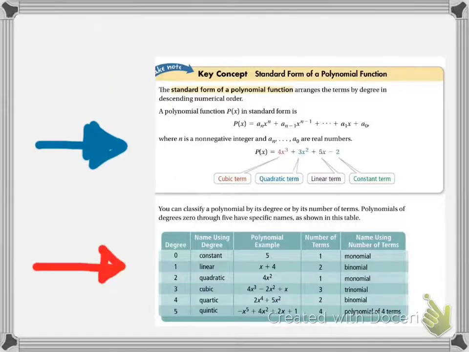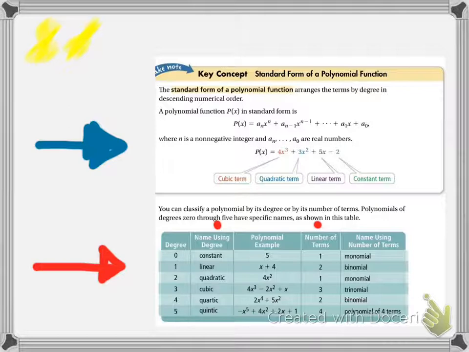This is a key concept, and I want you to look at the two types of ways that we can talk about polynomials, or that we can have a discussion about them. Mainly, the first point is that you have to remember that standard form of a polynomial function is always going to be in descending order of the exponents. It shows here where you have a cubic term, a quadratic term, a linear term, and a constant term. And you'll notice that each of your exponents are going down by 1.